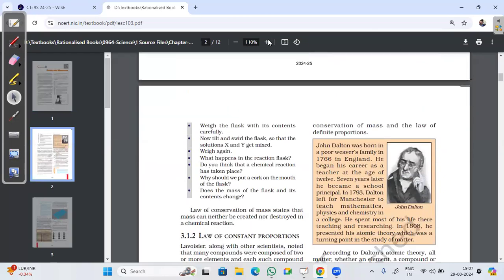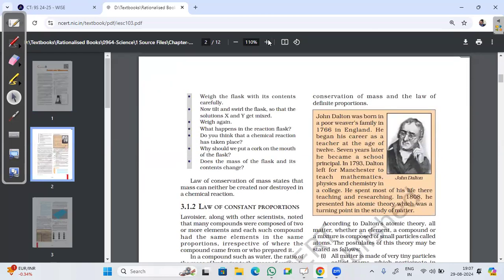Laws of chemical combination. We have done the law of conservation of mass. So can anyone state the law of conservation of mass? Harshit, can you state the law of conservation of mass? Okay, Jitendra, is it possible for you to state it? Sharvan, can you state the law of conservation of mass?